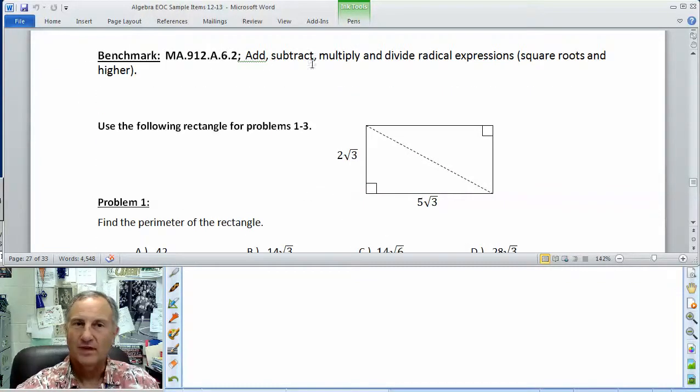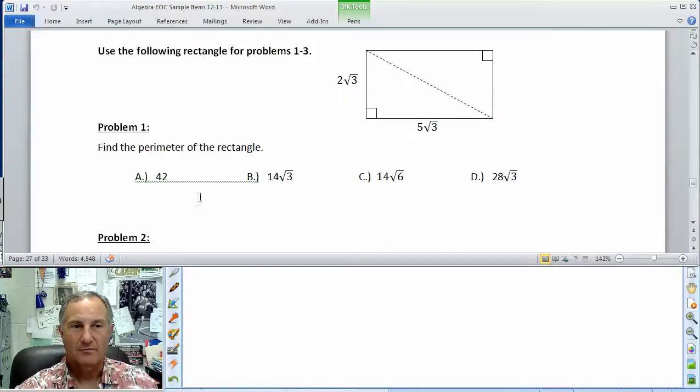6.2, add, subtract, multiply, and divide radical expressions, square roots and higher. Okay, so we're given this rectangle right here. Remember, adding and subtracting the radicals, you have to have the exact same radical part, the square root part. You could add these two because they're both square roots of 3's. If one was the square root of 2 and one was the square root of 3, you couldn't add or subtract them. When you multiply or divide, you multiply the numbers out front. So that would be 10, and you'd multiply what's inside, that'd be 9. Okay, and then you simplify.